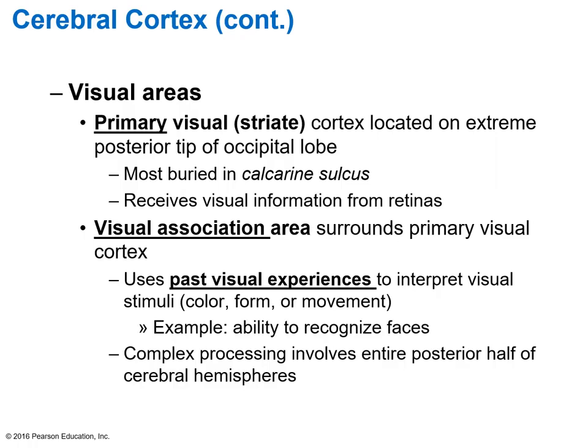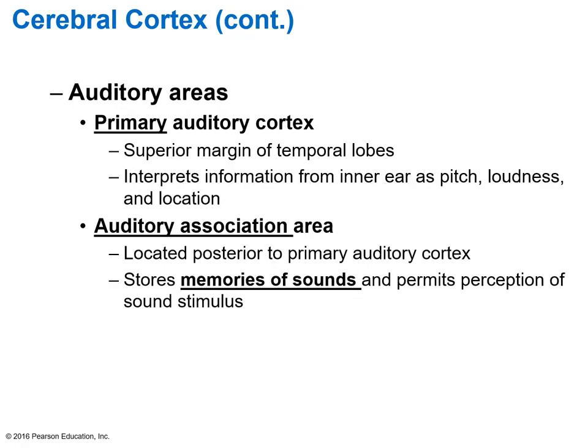you're getting that information from the retina, which is the back of the eye. And then you have visual association areas, which are going to use some of your past memories to help interpret. Oh yeah, I know that's red. This helps you to recognize faces. With the auditory areas, you have the primary that's interpreting the information coming from the inner ear, the loudness, the location, and then the auditory association area is going to store that sound, put it into memory.